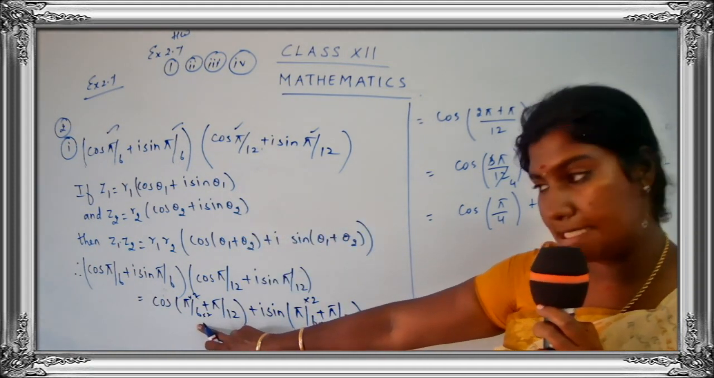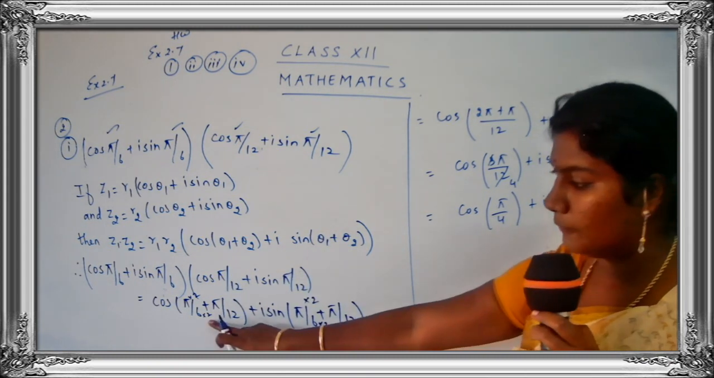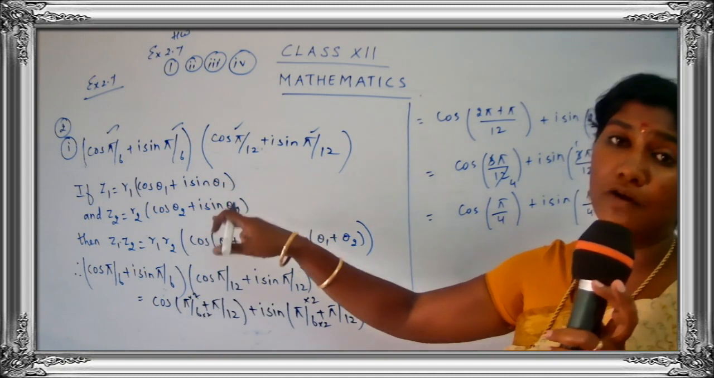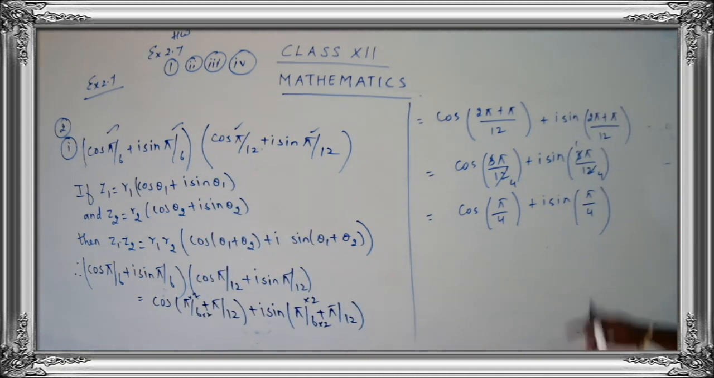Here we have the denominator 6 and here we have the denominator 12. So try to take the LCM. I am multiplying by 2. If you are multiplying by 2 in the denominator, the same thing should be carried out in the numerator also. So pi into 2, 6 into 2, 2 pi plus pi, 2 pi plus pi. Okay. So what do you get? Cos pi by 4 plus I sine pi by 4.